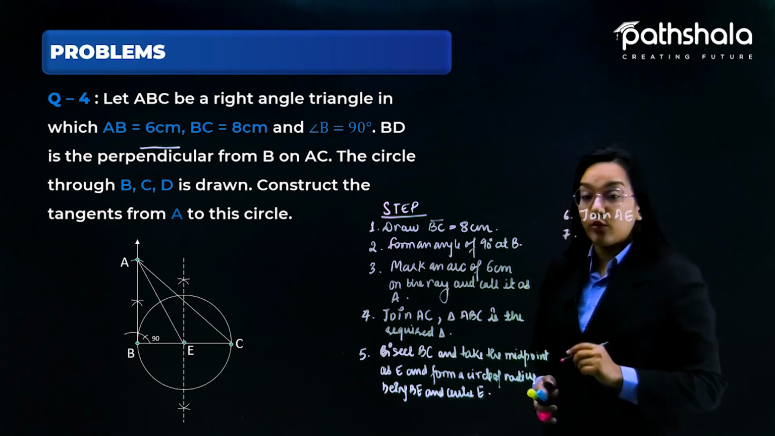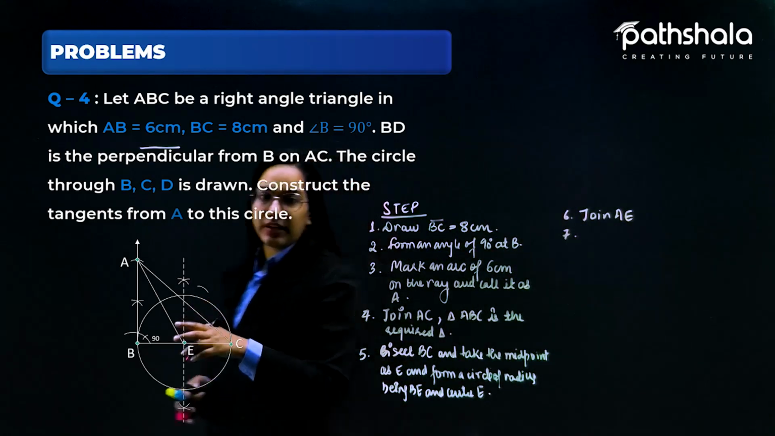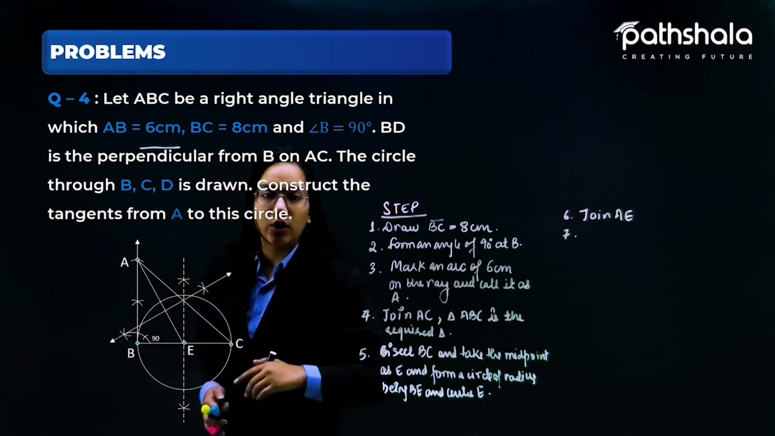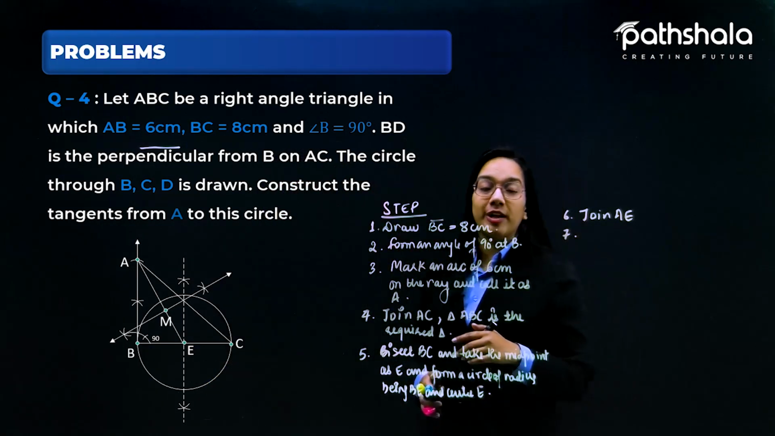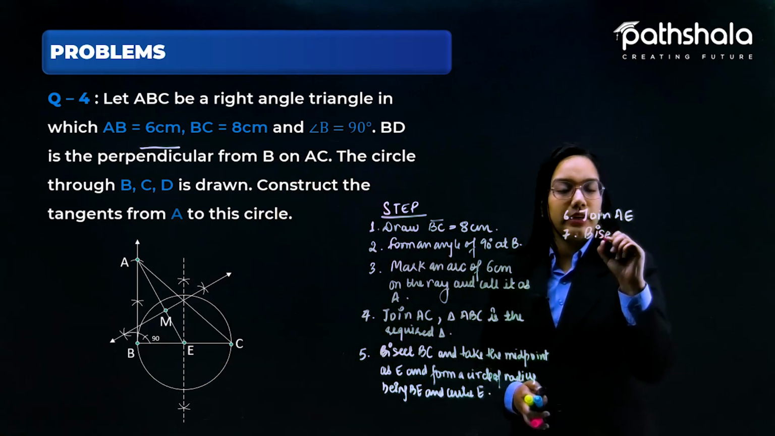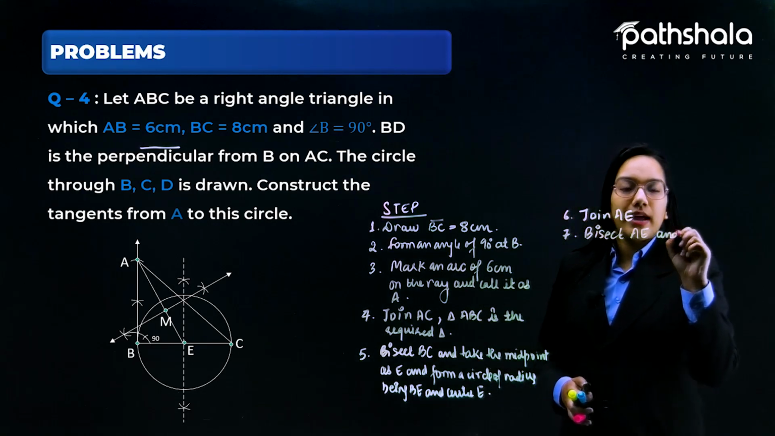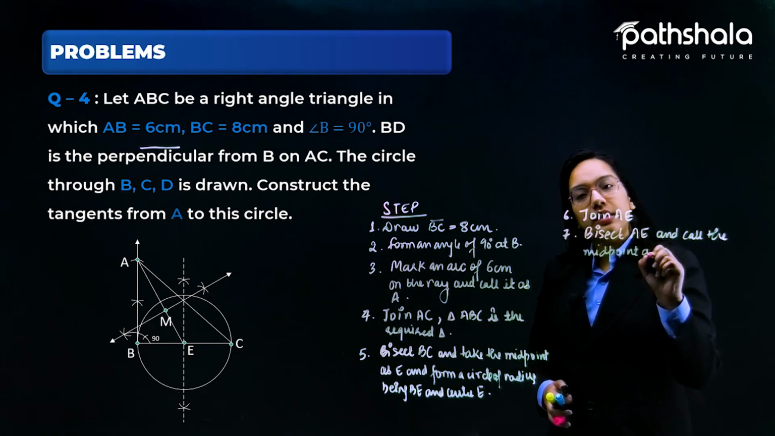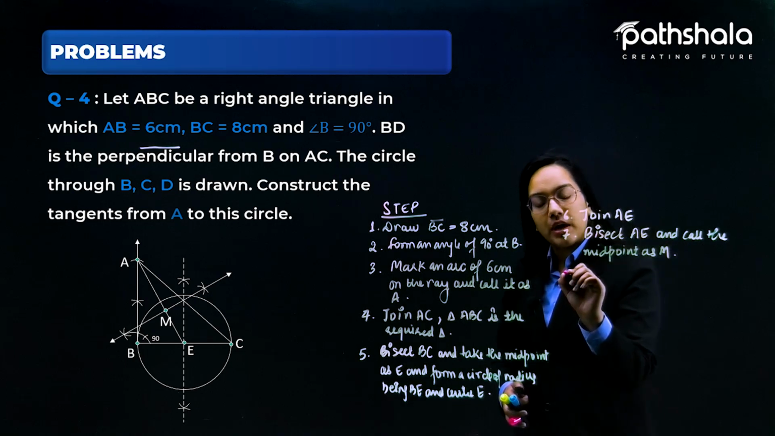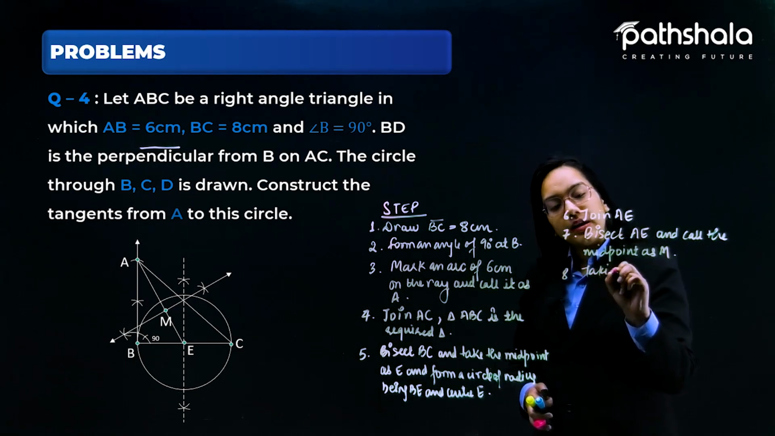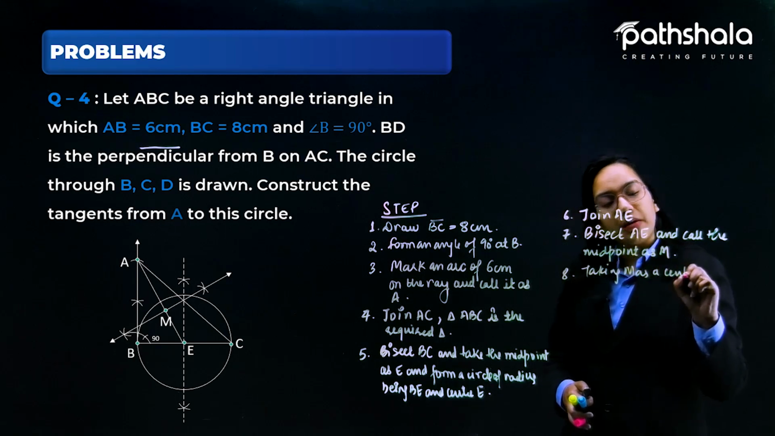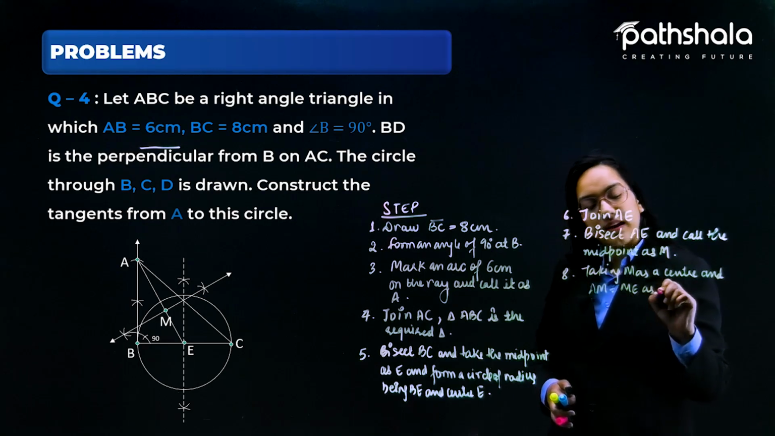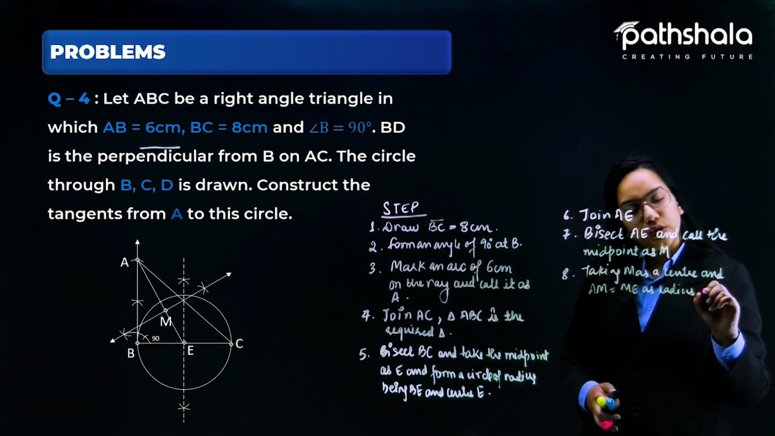The seventh step would be: we have to bisect AE. We know how we can bisect AE: two arcs above, two arcs below, and let's join them in such a manner that the midpoint of it would be M. So bisect AE and call the midpoint M. The eighth step would be: taking M as a center and ME as radius, draw a circle.